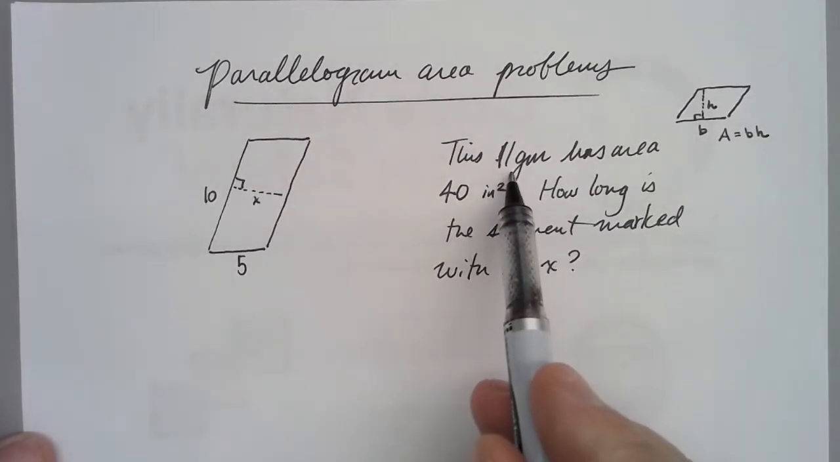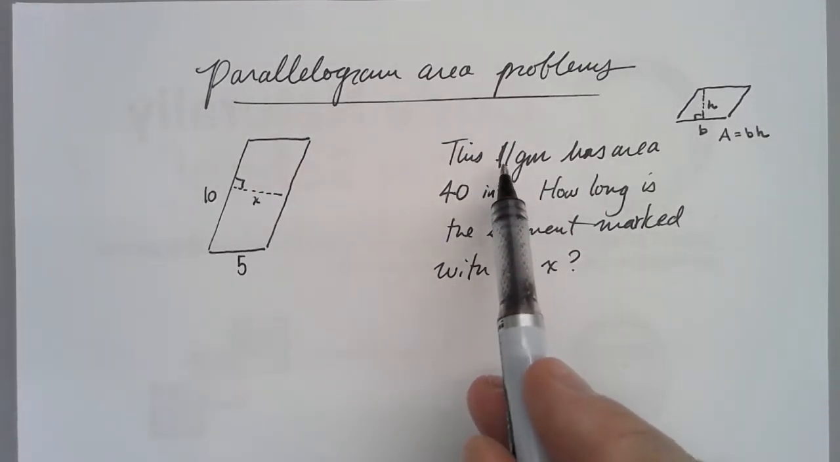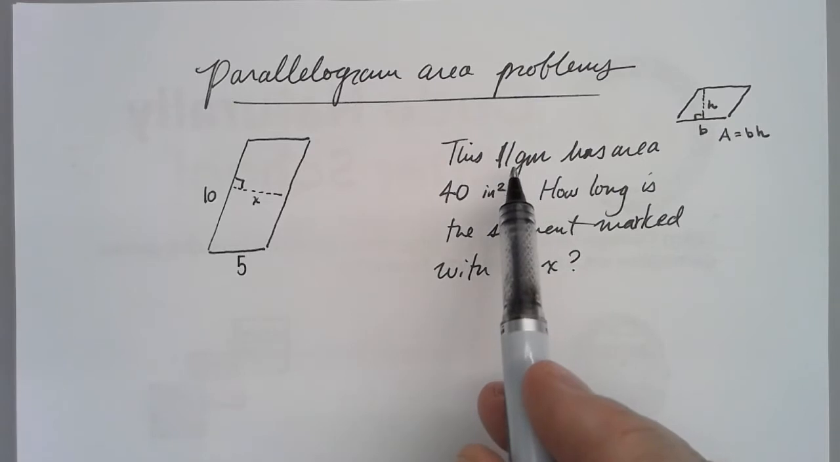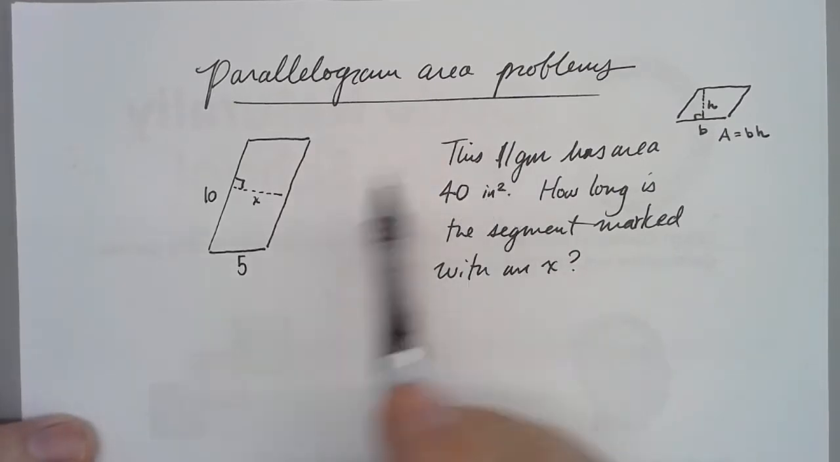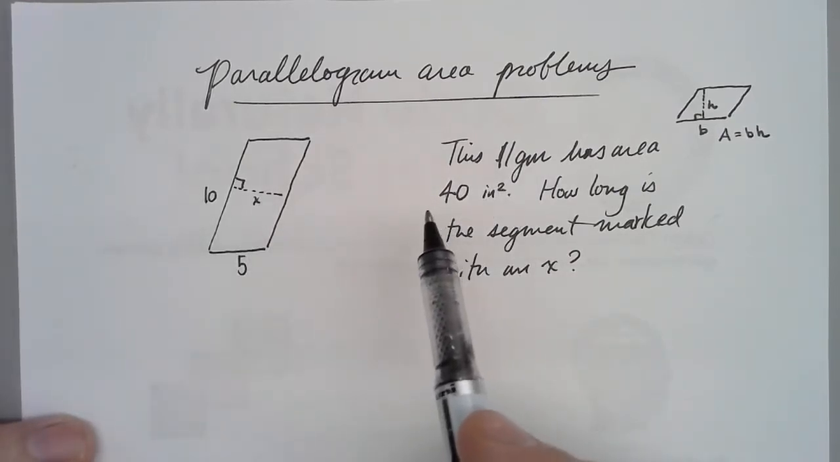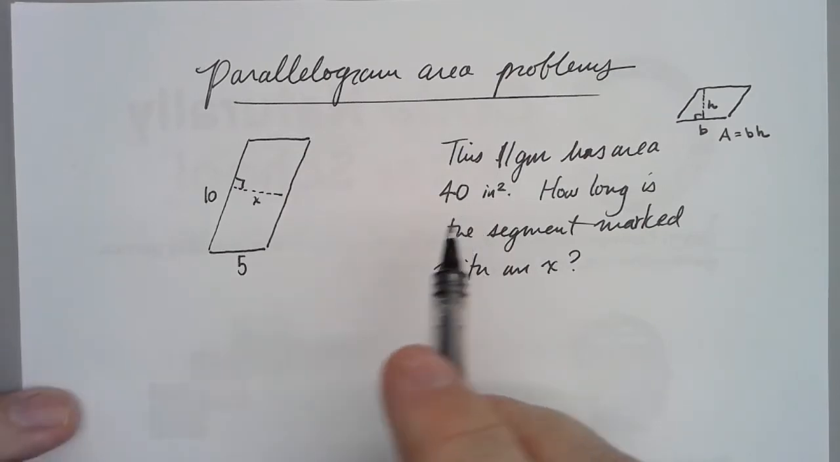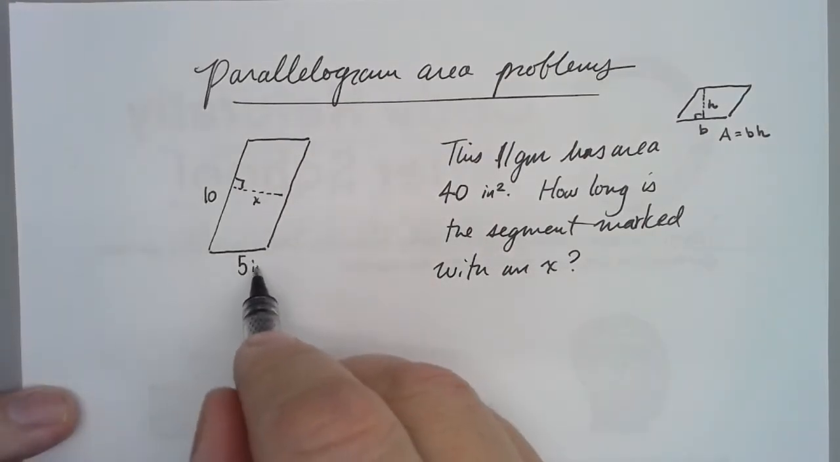Let's look at this first one. By the way, this is how I abbreviate parallelogram. It's the parallel symbol and then GM, so you'll see it a lot. This parallelogram has area of 40 square inches. How long is the segment marked with an X? So presumably these are inches.